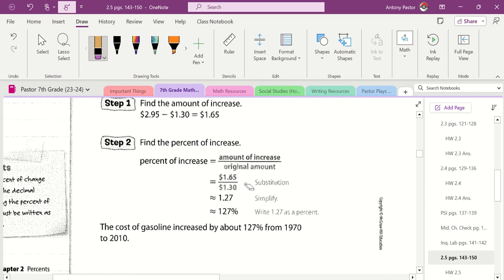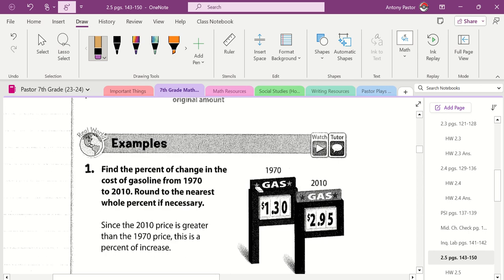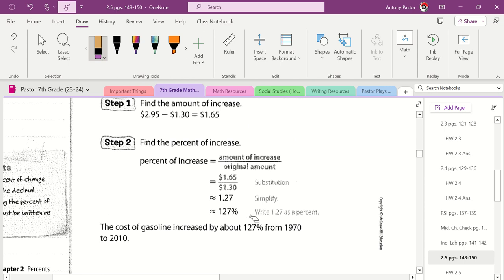When we divide, we're going to simplify it to about 1.27. Jump that decimal twice. It is a jump of 127%. So from 1970 to 2010, gas went up 127% in price.